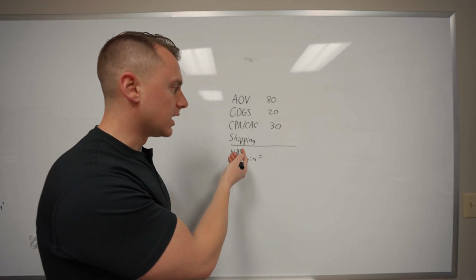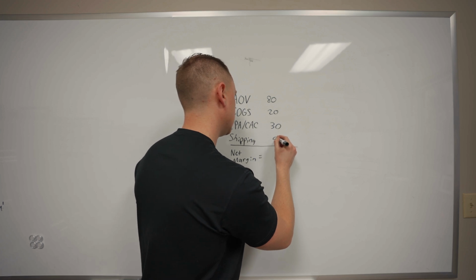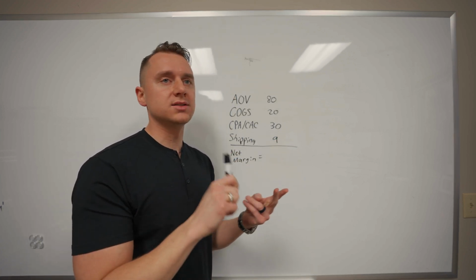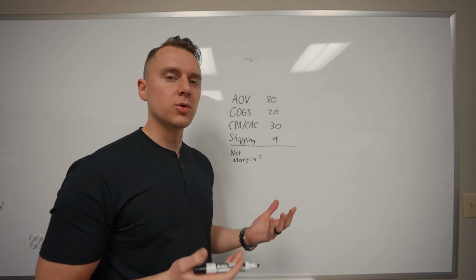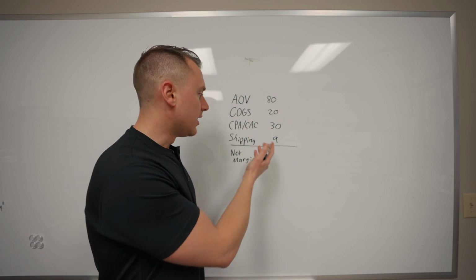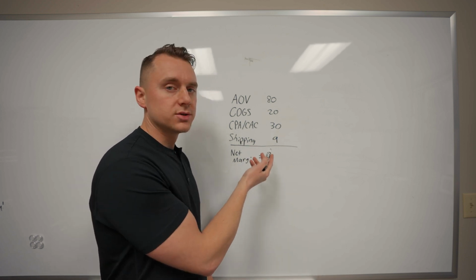And then your shipping cost is $9 on average. And again, we could take that as in, we ship through USPS, UPS, and FedEx. We pulled the reports and found that out of the 1,000 orders we had in a month, on average, it costs us about $9 to ship it.